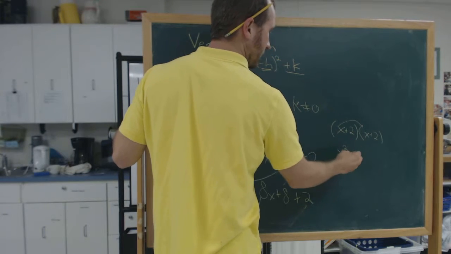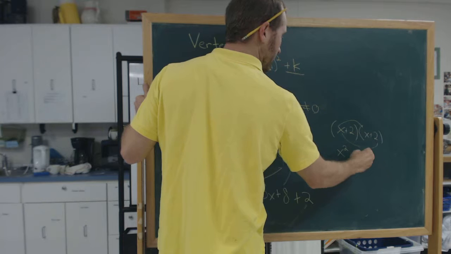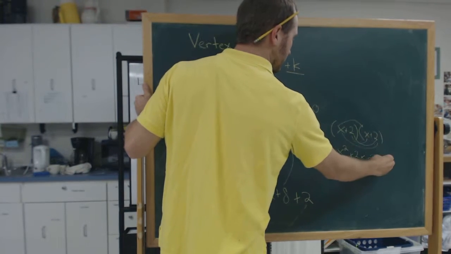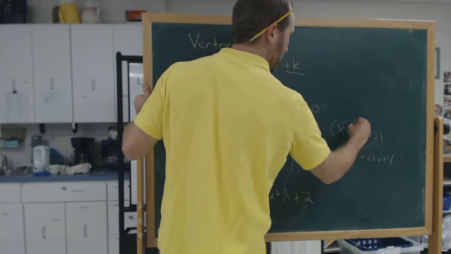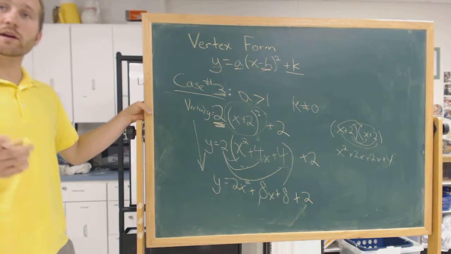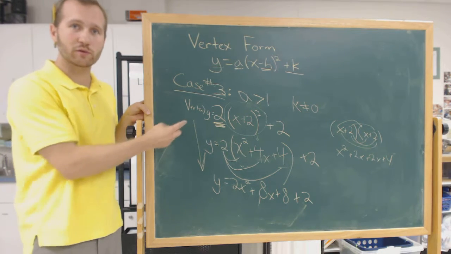So I'm going to do first, which is x squared, outside 2x, inside 2x, last. So why did you use completing the square for the other one and not for this one? We're going to use completing the square when we're going from standard form to vertex form.